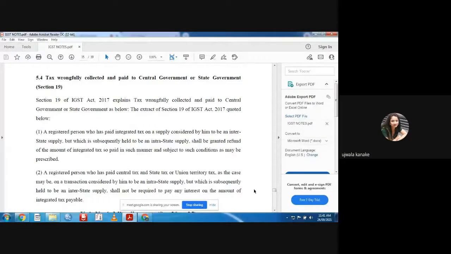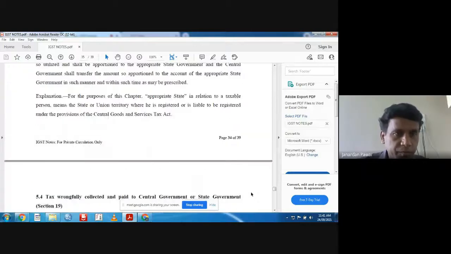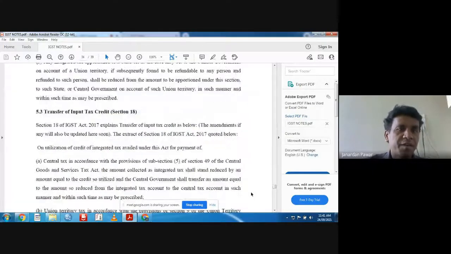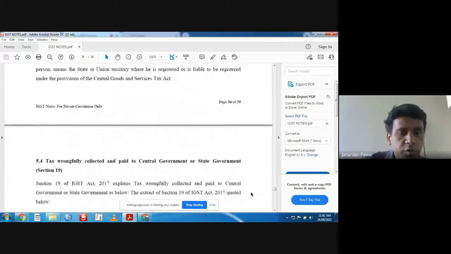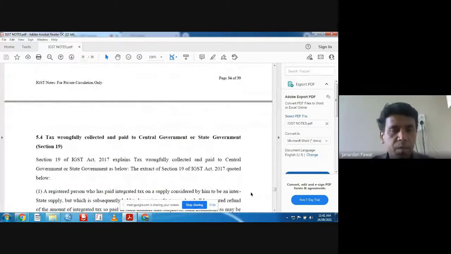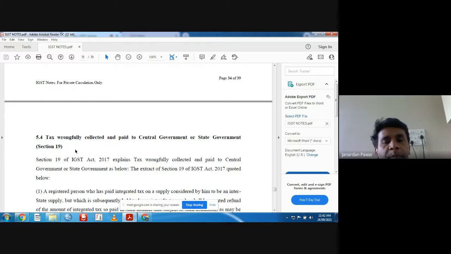Okay. So in the last session, we have seen the transfer of input tax credit under section 18. Today we are going to see one more section, that is for apportionment of tax and settlement of funds. This is point number 5.4, and here we are talking about tax wrongfully collected and paid to central government or state government.